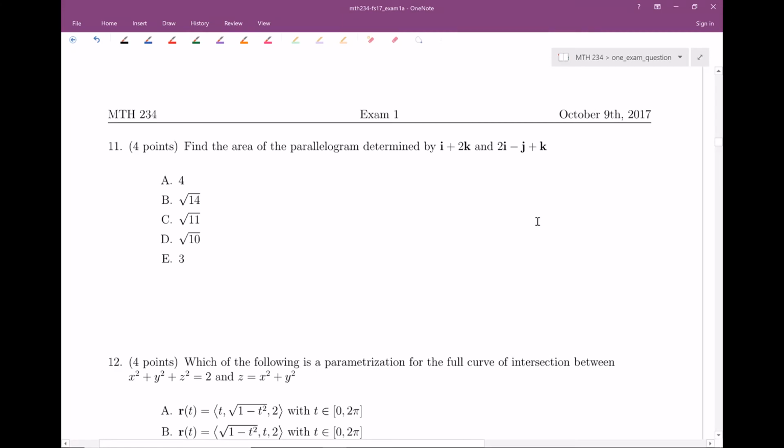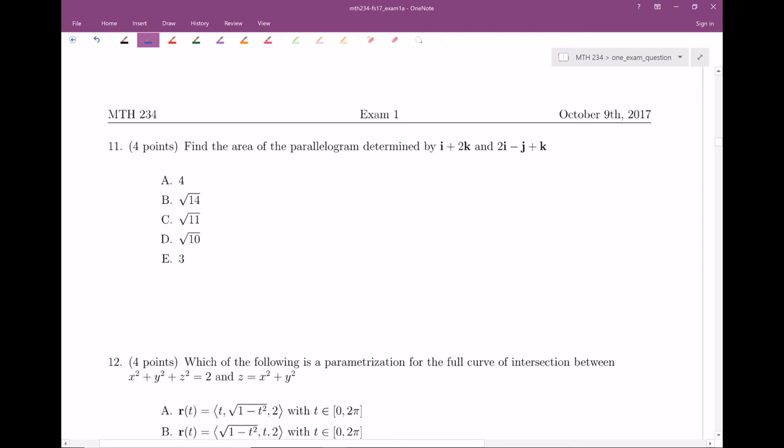Welcome everyone. In this video we're going to go over a 12.4 problem as it's shown up on a previous exam. In this video we're in fall semester 2017. Here we are, problem number 11. We'd like to find the area of a parallelogram determined by two vectors.